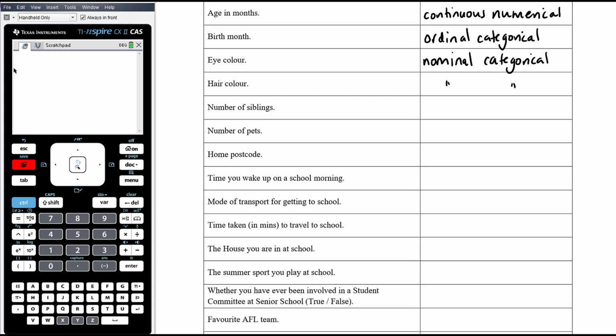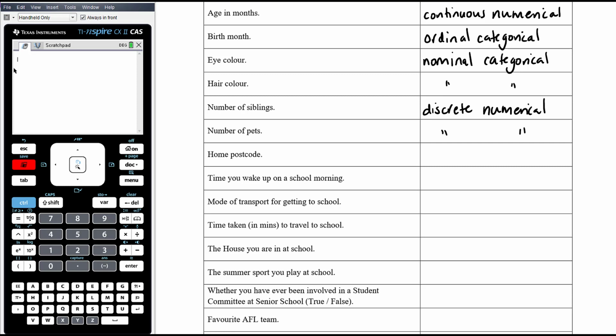Number of siblings, so remember I said number of, it's a countable quantity. You can't have 3.9 siblings, you either have 3 or 4 siblings, so that's going to be a discrete numerical variable. Number of pets, same, number of something.